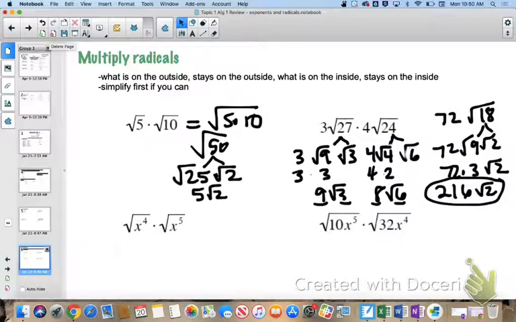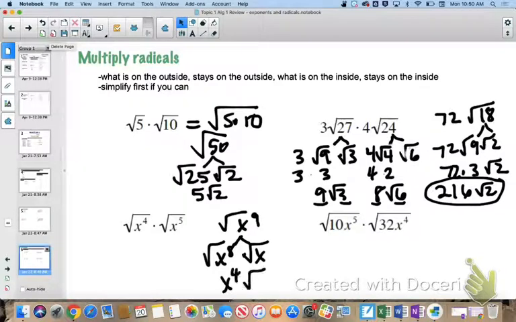Okay, so the next one, x to the 4th times x to the 5th. Again, you can multiply them. So when you multiply x to the 4th times x to the 5th, you get x to the 9th. So then we know that x to the 9th can be split. You would do x to the 8th times x. Square root of x to the 8th. 8 divided by 2 is 4, so that's x to the 4th root x. That totally works.